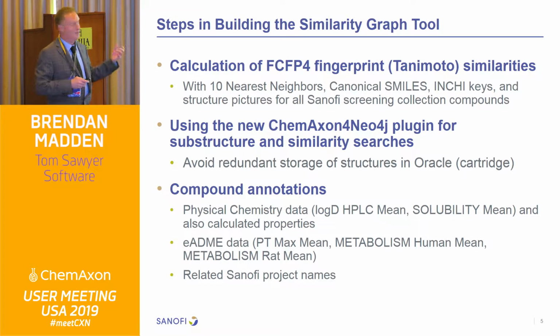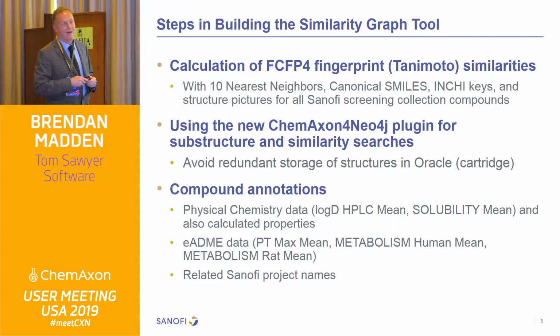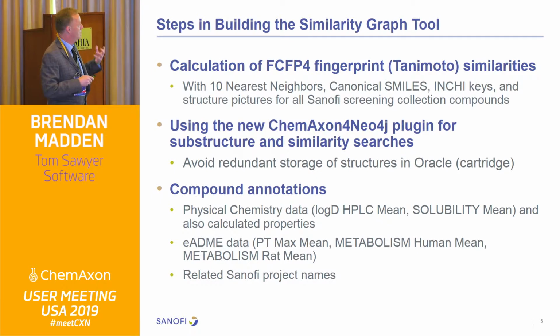It might have been renamed, but ChemAxon for Neo4j plugin for substructure and similarity searches. And the idea of that is to help get rid of the Oracle dependency and avoid the duplication. And then they want compound annotations to do physical PChem work.